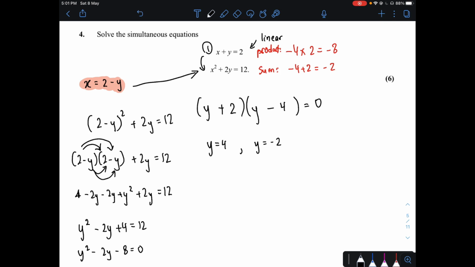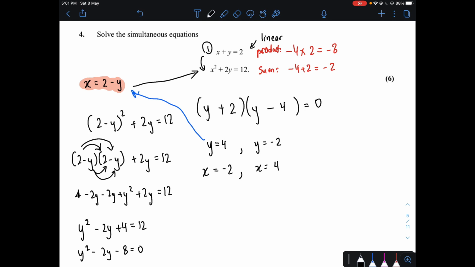Now we're not done here. You still need to find what x is. So we use the same equation that we came up with, and we plug it back into this. So x equals 2 minus 4, which is minus 2 over here. And then x equals 2 minus minus 2, that'll be 2 plus 2, that is 4.